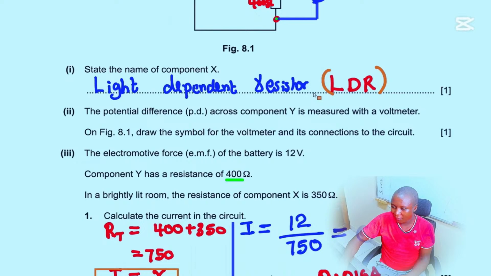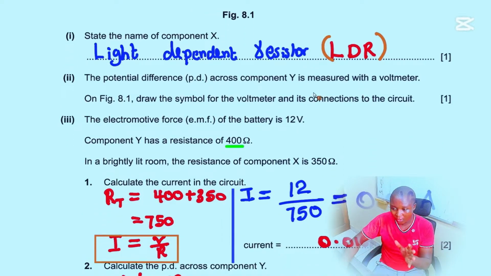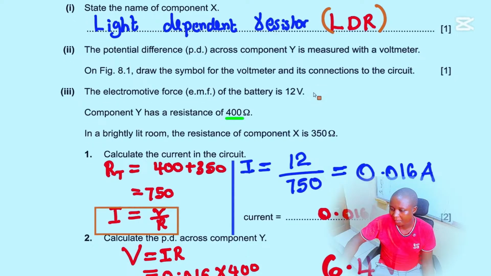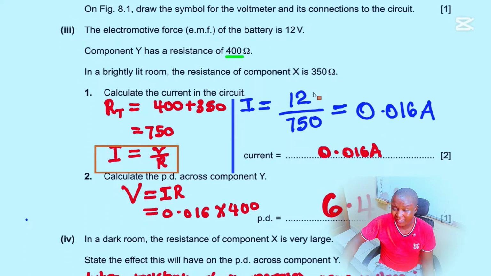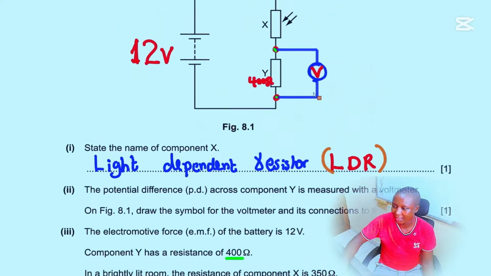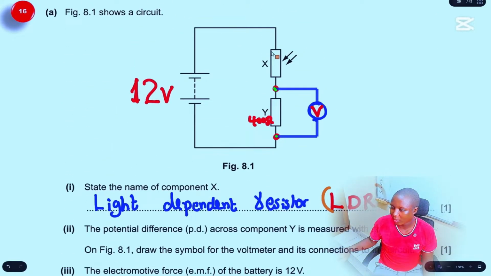The electromotive force, EMF, of the battery is 12 volts. In a brightly lit room, the resistance of the component X is 350 ohms. Now calculate the current in the circuit. For us to work out the current, first we need to find the total resistance. Since we have been told this one is 350 and this 400, we can add them together because they are connected in series.